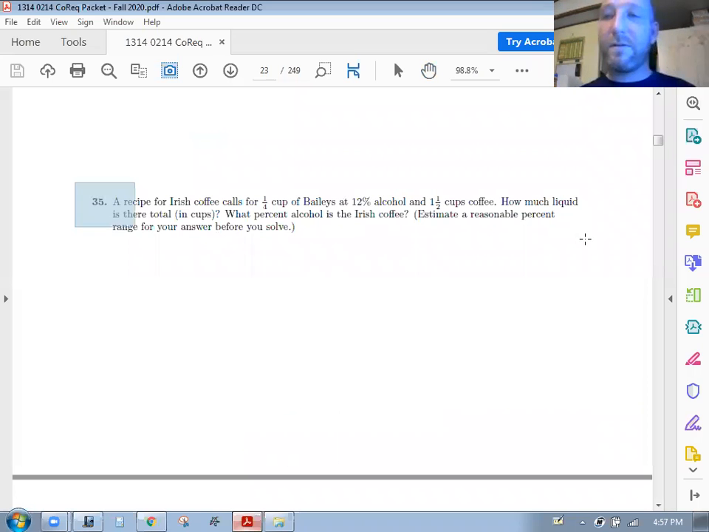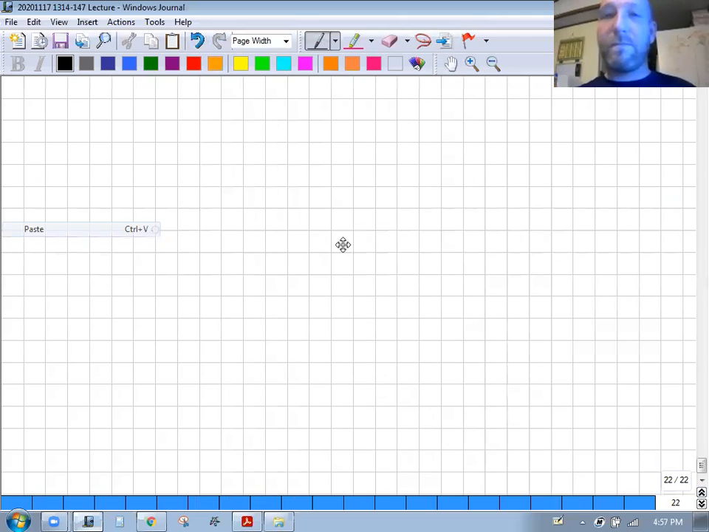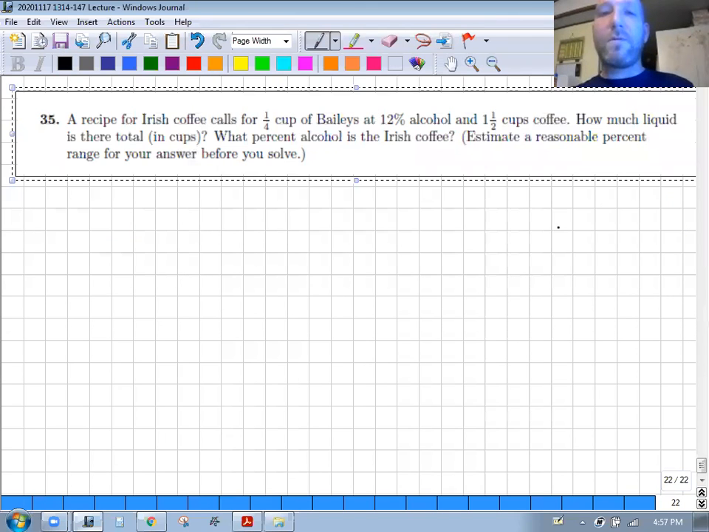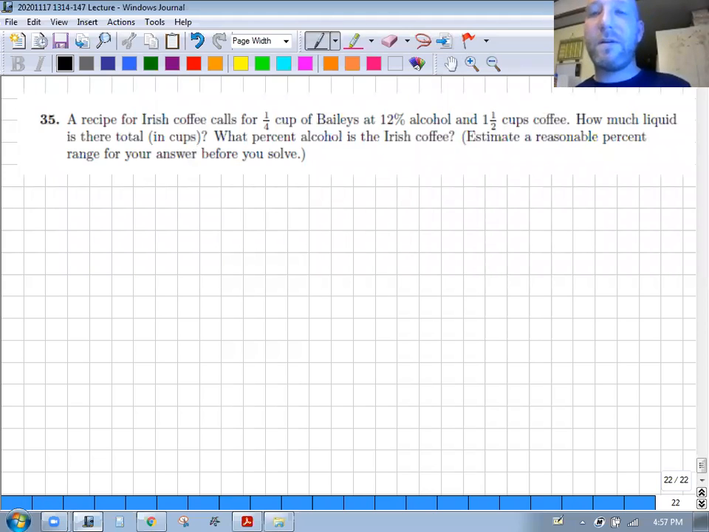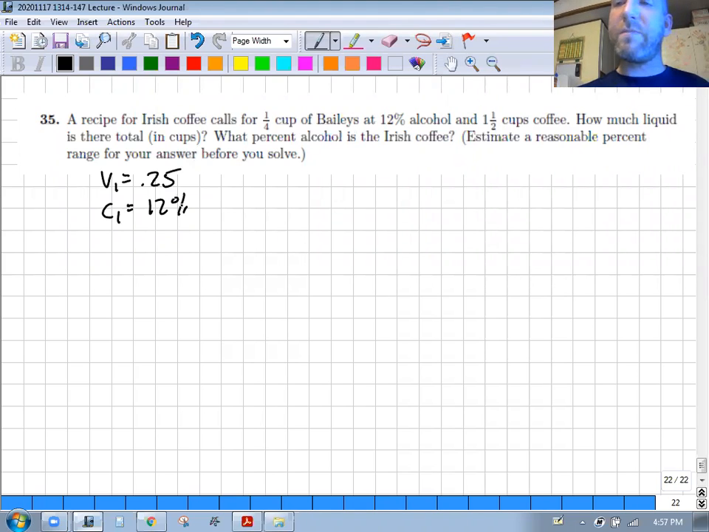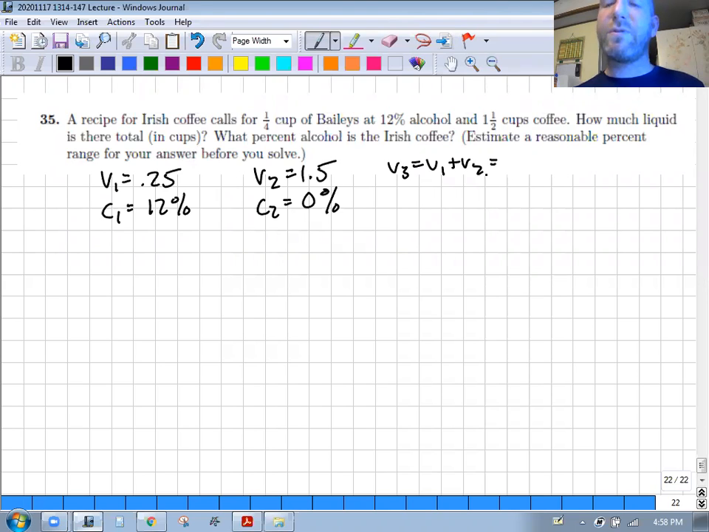Get 35 here. A recipe for Irish coffee calls for 1/4 of a cup of Bailey's. So volume 1 is 0.25 cups, and it's at 12% alcohol. Volume 2 is 1.5 cups, and it has no alcohol in it. How much liquid is there total? Well, 1.5 plus 0.25 is 1.75 cups.